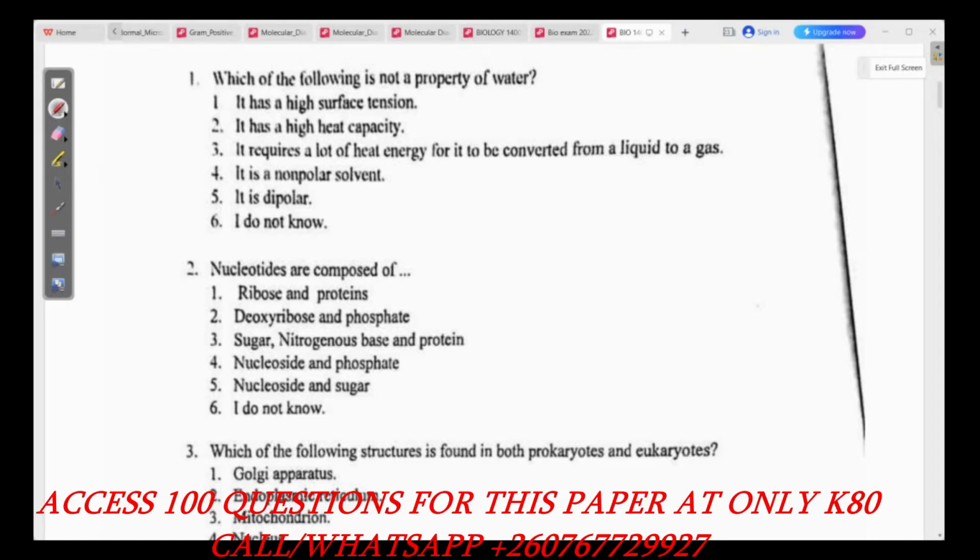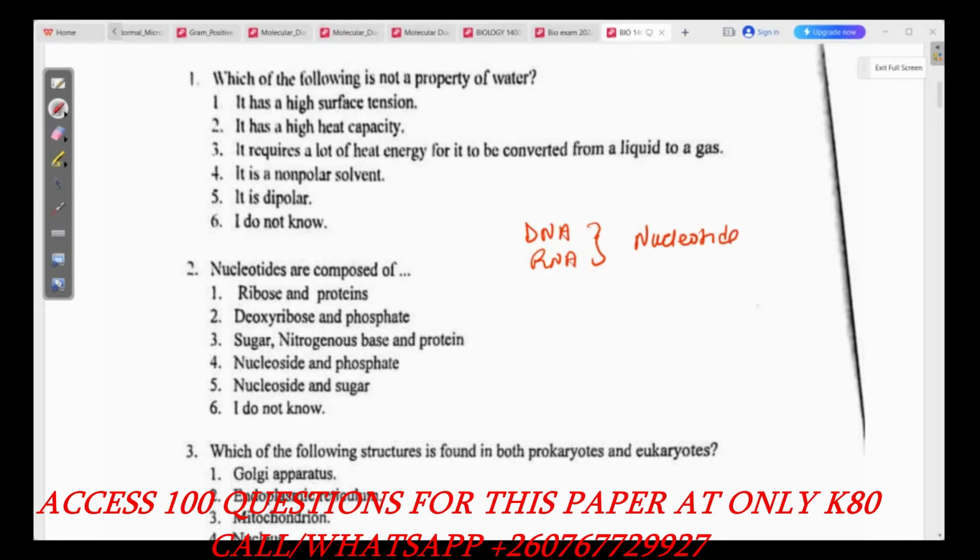Question 2. Nucleotides are composed of. So what are nucleotides, first of all? So nucleotides, these are what? These are monomers of nucleic acids. So nucleic acid, here we are talking about DNA and RNA. The monomers of these molecules are what we call nucleotides. So what makes up this nucleotide?